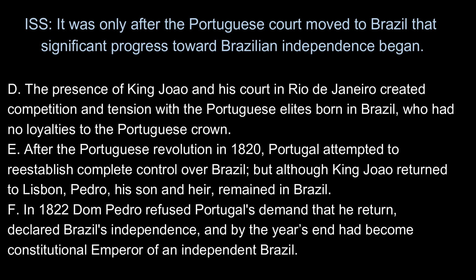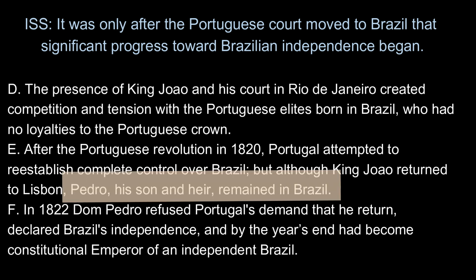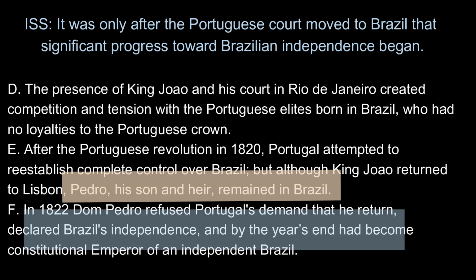E talks about some essential details that help us understand how Portugal court became instrumental to Brazilian independence. Even if we have no idea of the history of Brazilian independence, we can infer that if Prince Pedro remained in Brazil, Brazil would gain political legitimacy. So we should keep E. F clearly explains how the Portugal court was instrumental to Brazilian independence. So we keep F. So correct choices are B, E, F.